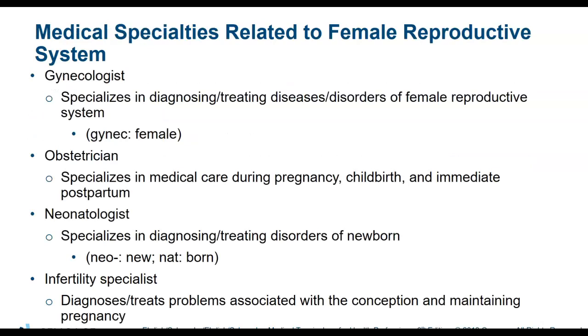Medical specialties related to the female reproductive system include the gynecologist, who diagnoses female reproductive conditions. The obstetrician takes care of pregnancy, childbirth, and postpartum. A neonatologist diagnoses and treats disorders of newborns, usually 0 to 28 days. Pediatricians then see them as they get older.